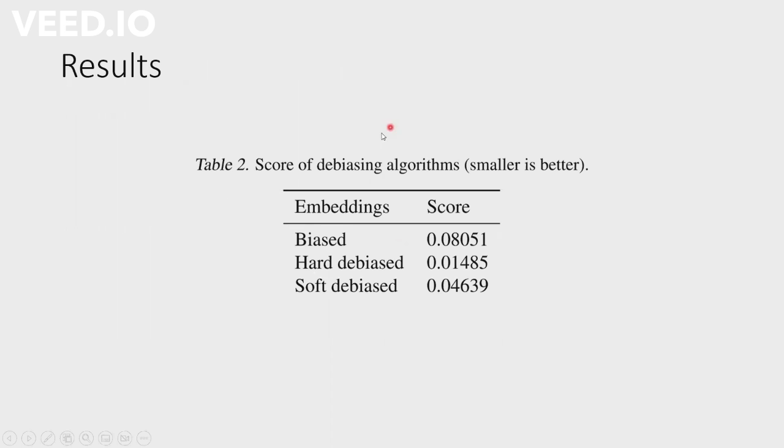Now to summarize our results, we can see that the biased embeddings received the highest score, which means that they had a higher component in the gender subspace. The hard debiased received the lowest score, and the soft debiased received a slightly lower score than the biased embeddings. The lower scores indicate that the debiasing was in fact effective, and hard debiasing was much more effective than soft debiasing.